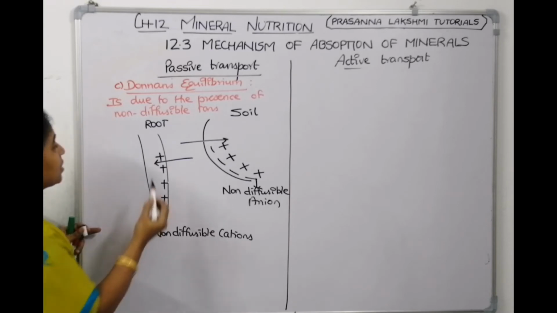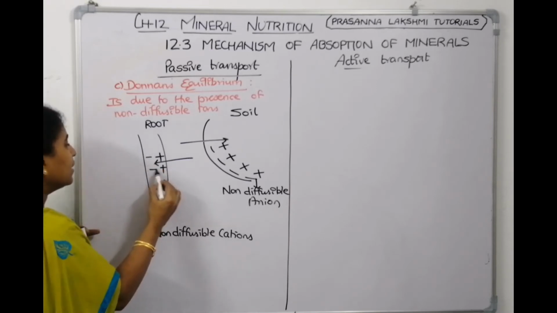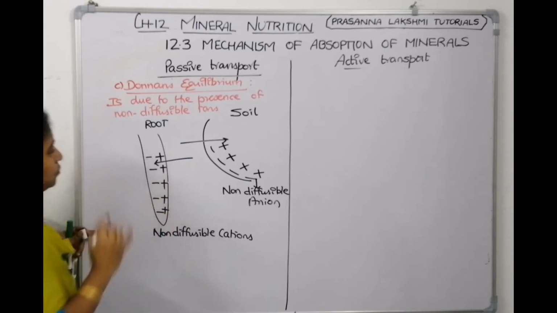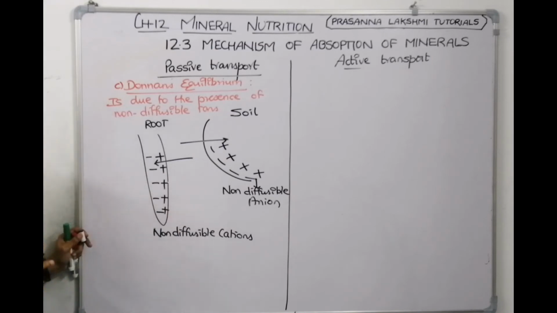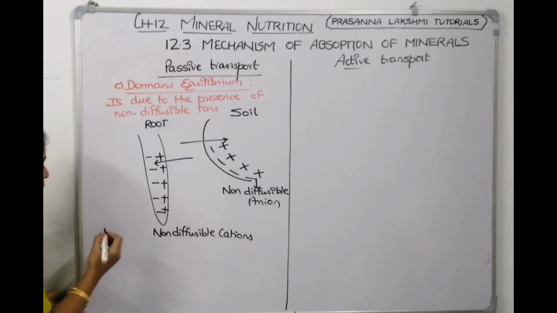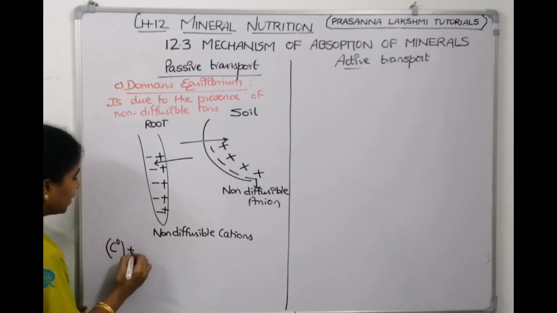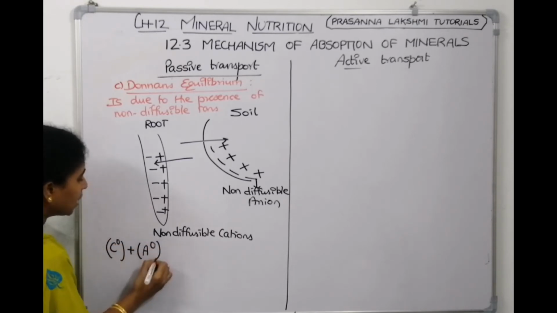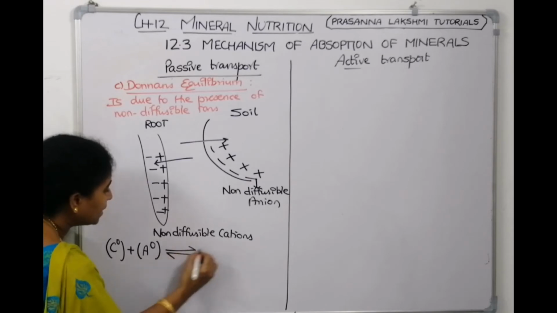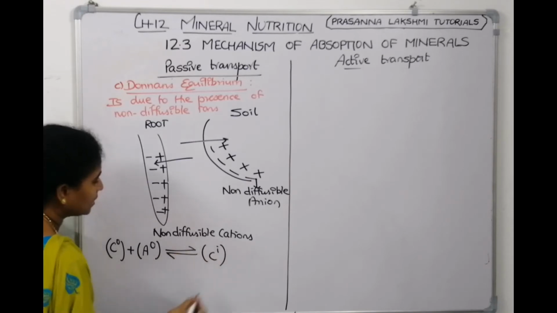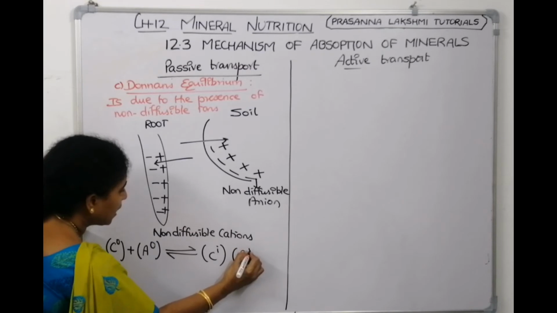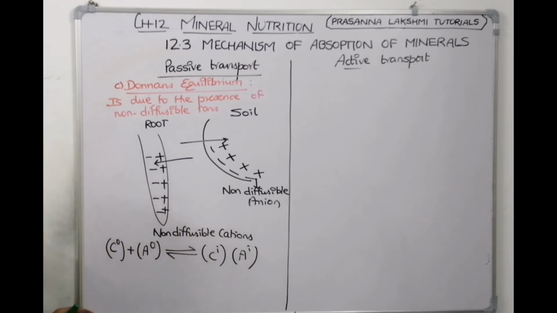How many negative charge ion particles will come, till they balance with this positive charge? Now this is what is equilibrium. In Donnan's equilibrium, we can write a statement like the cations and the anions which are outside balance with the cations and the anions which are inside. So that is at equilibrium.